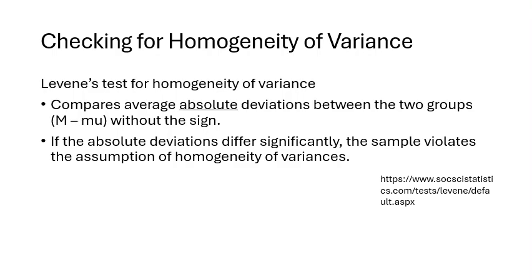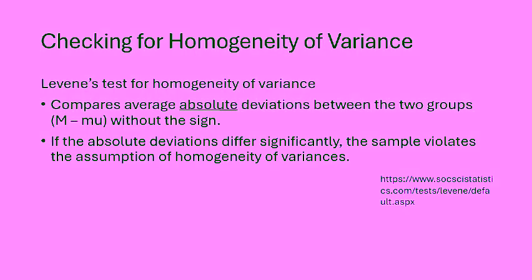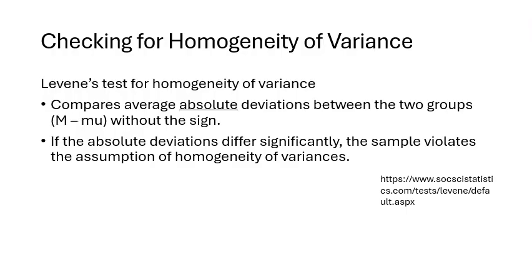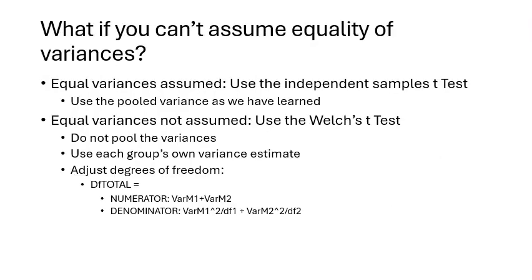We're not going to do it by hand because we're going to call on a tool to do it for us, but that is what the test is doing. It's seeing if those absolute deviations differ significantly from each other. And if it's significant, if we reject the null hypothesis, then the sample would violate the assumption of homogeneity of variances. So what if you can't assume equality of variances?